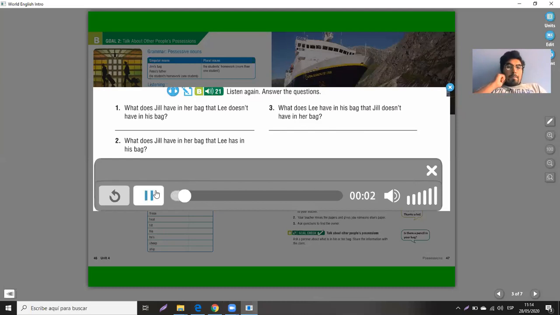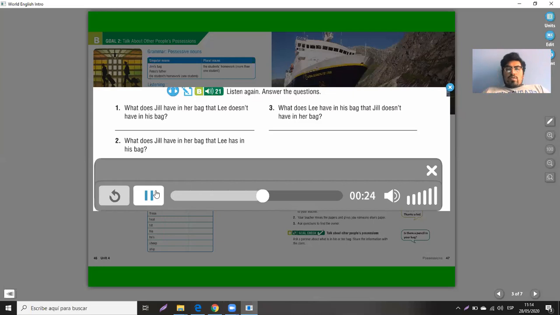Conversation 1. Excuse me, madam. Is this your bag? Yes, it is. What do you have in it? There are my books, a notebook, a dictionary, and my World English book. Is that all? Oh, yes, and my wallet. Okay, thank you.